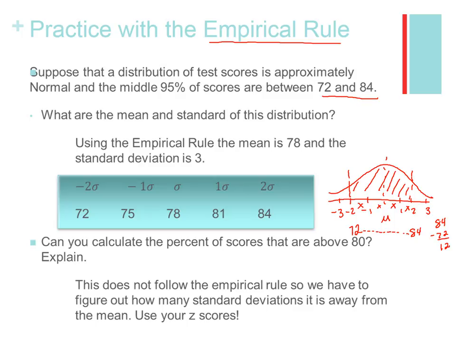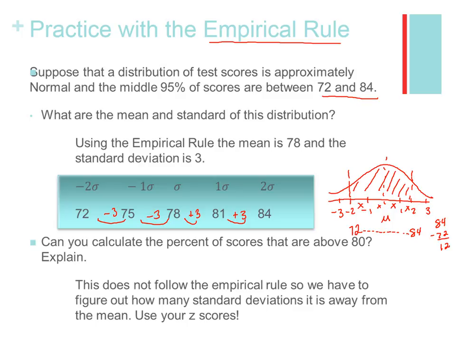So what is the spread from 72 to 84? Well, that spread is going to be 12. So if I just take 84 minus 72, that gives me 12. Well, how many sections does that 12 have to be divided into? Because I know that this is one standard deviation, two standard deviations, three standard deviations, four standard deviations, if I divide that 12 by 4, that gives me 3. So that tells me that my standard deviation is 3.